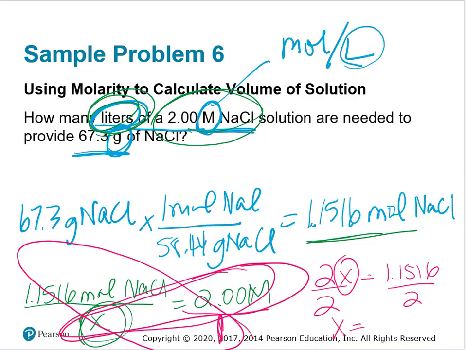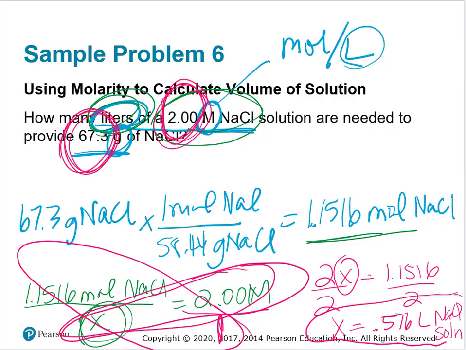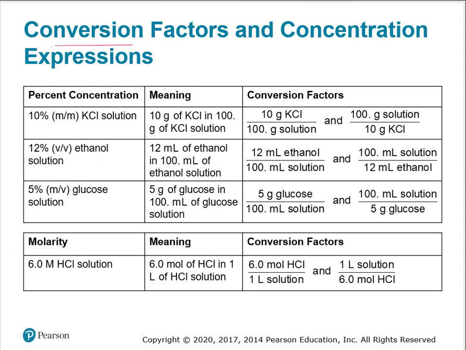And X should equal 0.576 liters of NaCl solution. We started with 3 significant figures there and 3 significant figures there, so we wanted to end with 3 sig figs, 0.576 liters. Here's a chart looking at conversion factors and concentration expressions.